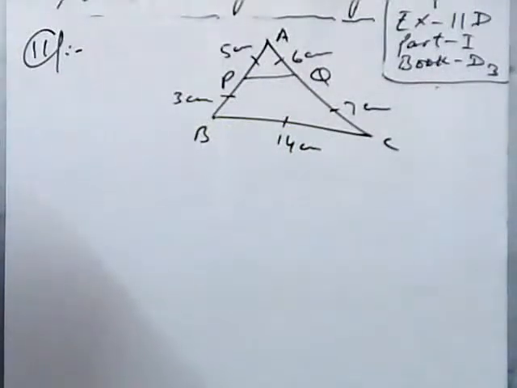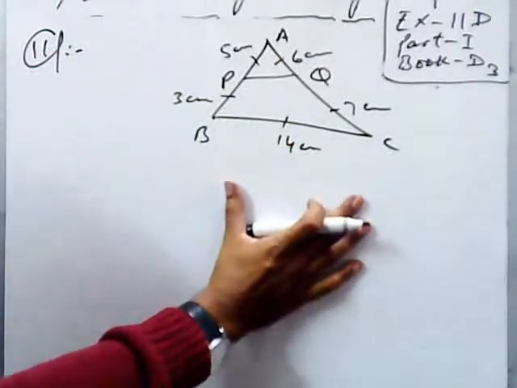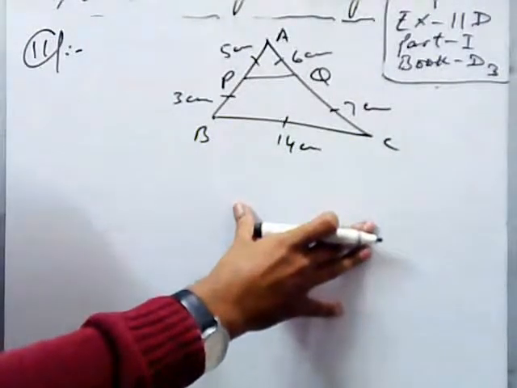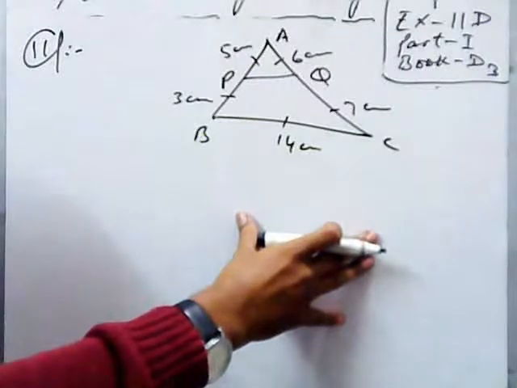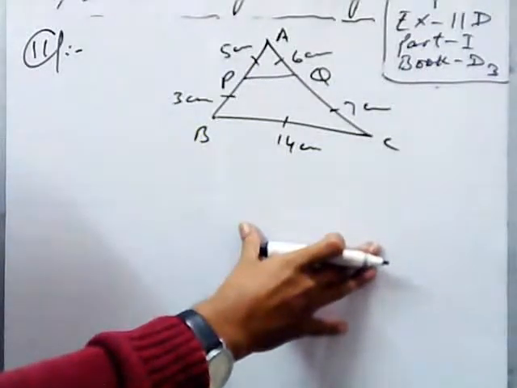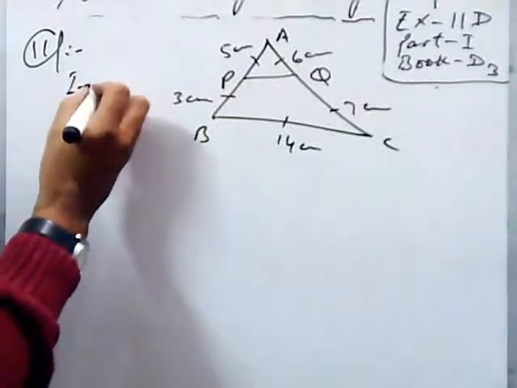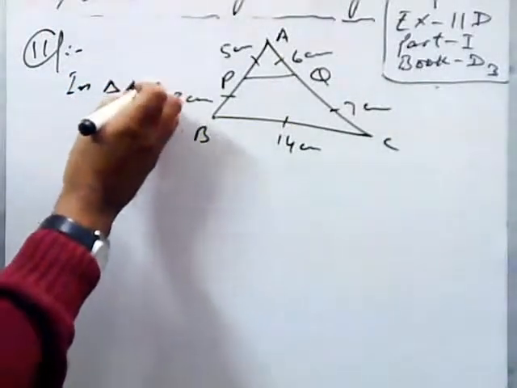That's why we have written this figure, drawn this figure on the whiteboard to understand better. Next, if you read this statement carefully: find the value of cos A and hence use it to find the length of PQ. So it means cos A. So in this triangle ABC, what is given to us?